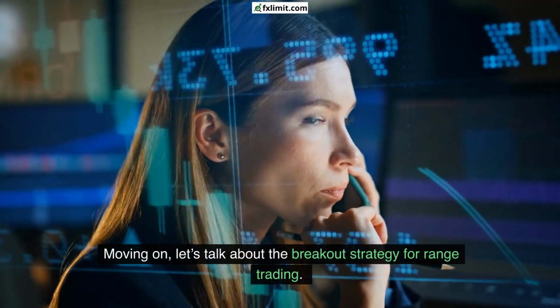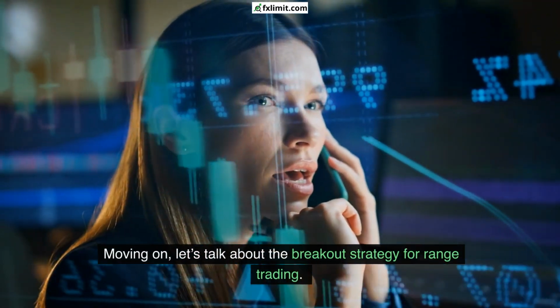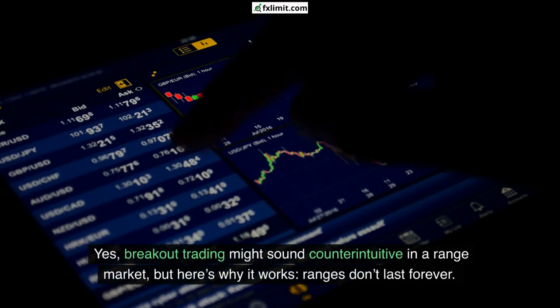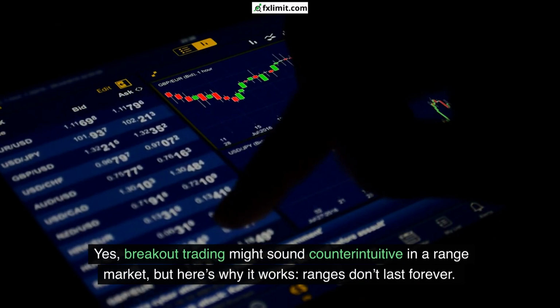Moving on, let's talk about the breakout strategy for range trading. Yes, breakout trading might sound counterintuitive in a range market, but here's why it works.